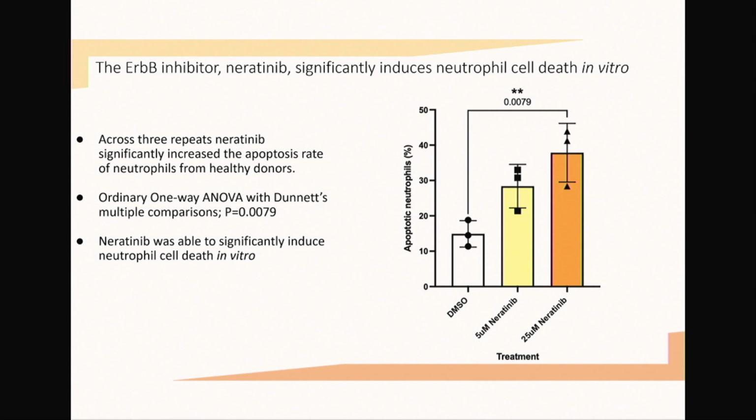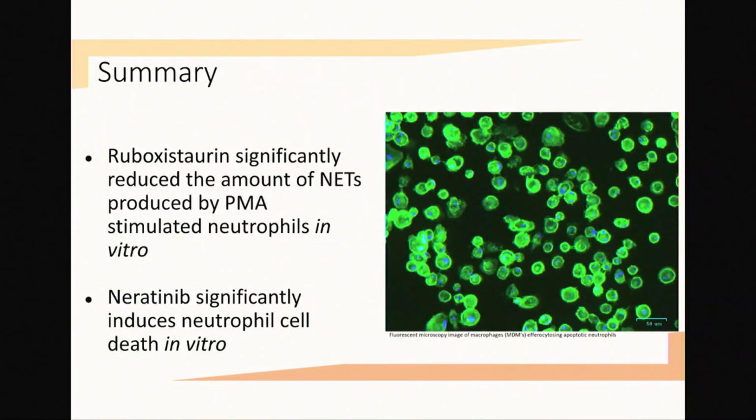So this is very translatable to future work. In summary, so far I've been able to show that Ruboxistaurin is able to significantly reduce the amount of NETs produced by PMA-stimulated neutrophils in vitro. And I've also been able to show that Neratinib is able to significantly induce neutrophil cell death in vitro.